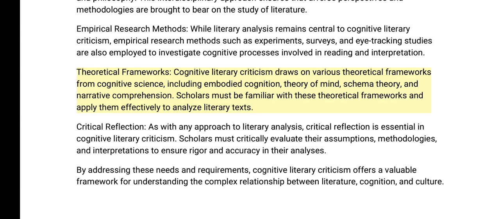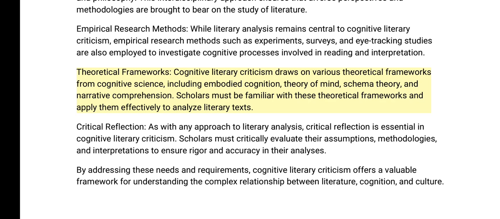Theoretical frameworks. Cognitive literary criticism draws on various theoretical frameworks from cognitive science, including embodied cognition, theory of mind, schema theory, and narrative comprehension. Scholars must be familiar with these theoretical frameworks and apply them effectively to analyze literary texts.